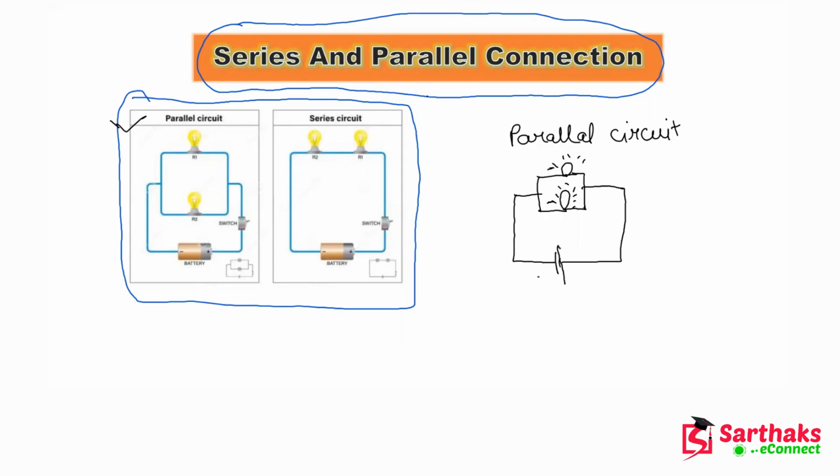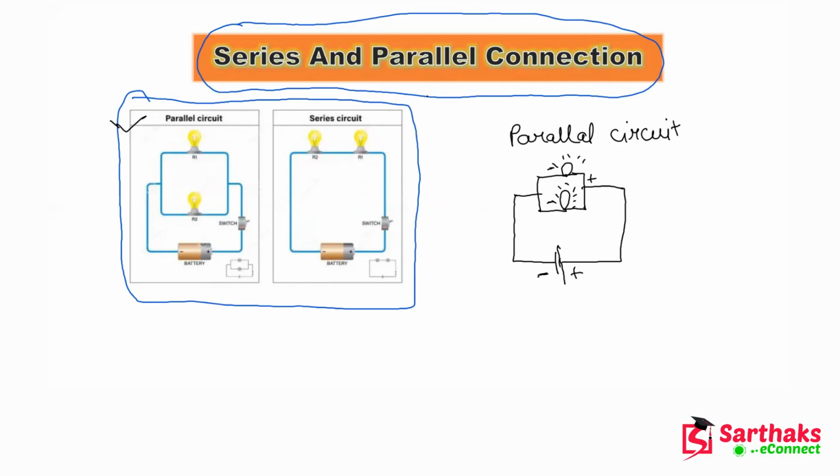Now, one thing is also to be known: here I have to add a minus sign, because this is a parallel circuit. In a parallel circuit, we connect the same terminals. So this is negative, this is also negative. This is positive, this is also positive. That's why this is a parallel circuit.